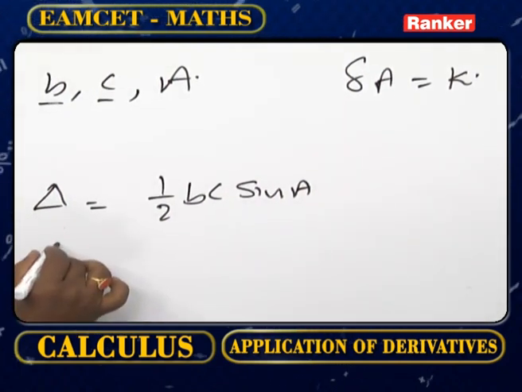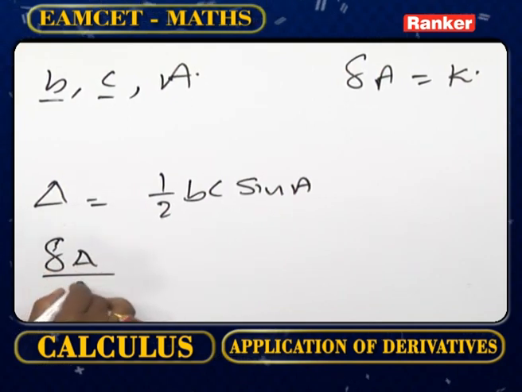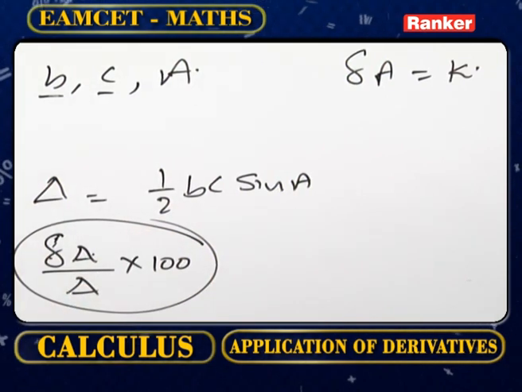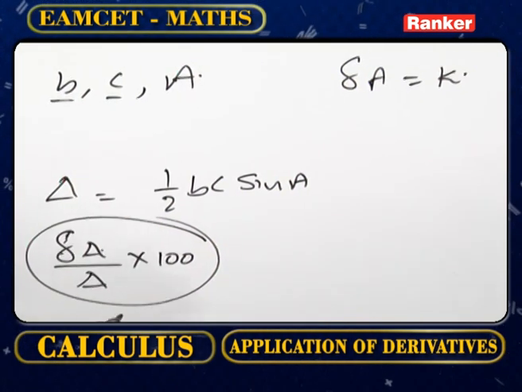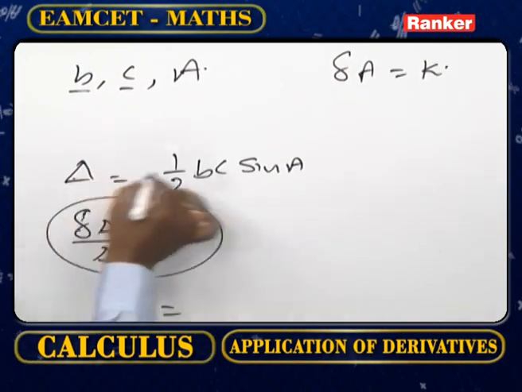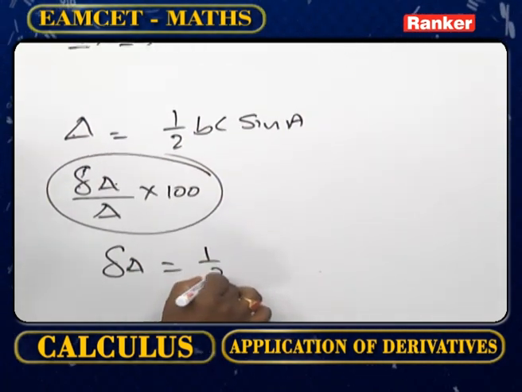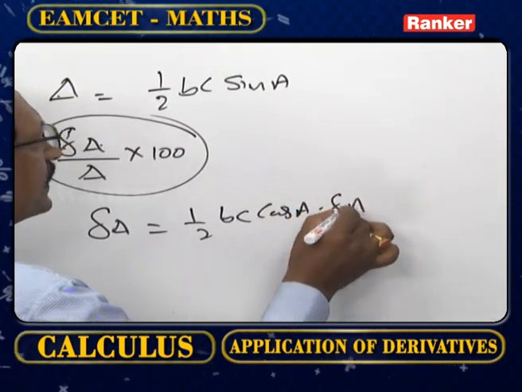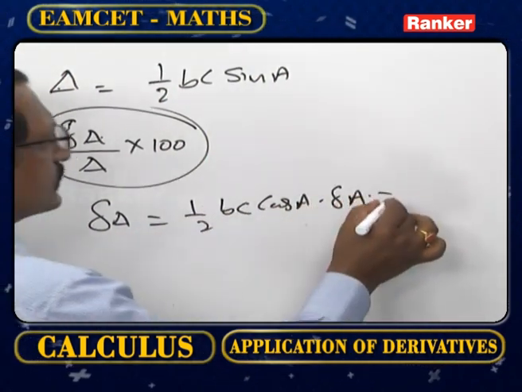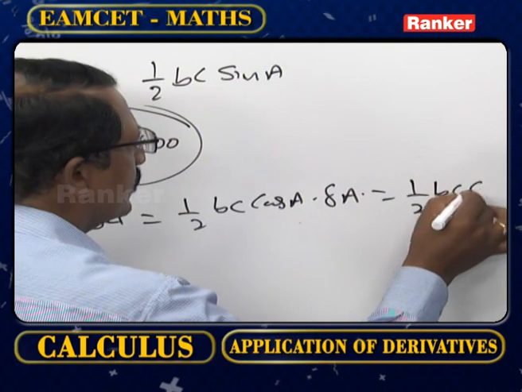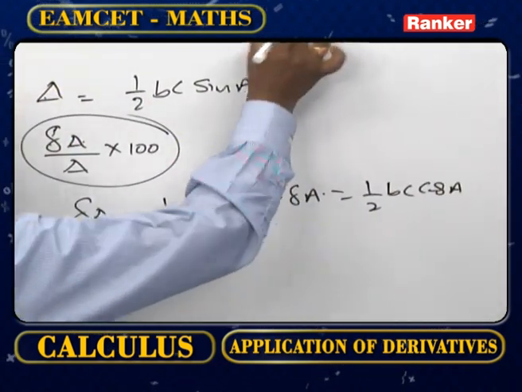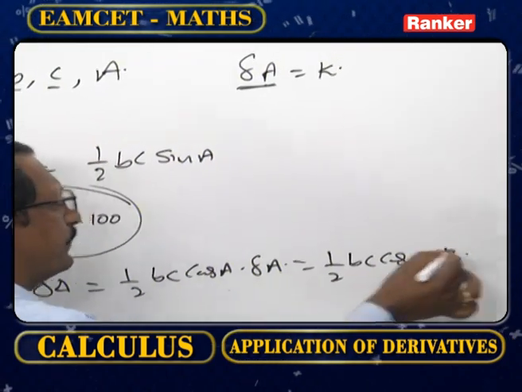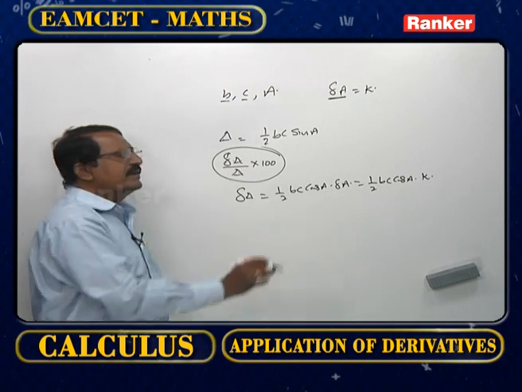is nothing but delta by delta into 100. Now, differentiating both sides, delta equals half bc into the derivative of sin A, cos A, into delta A. That equals half bc cos A, but the error in angle A equals k, given. So that equals half bc cos A into k.